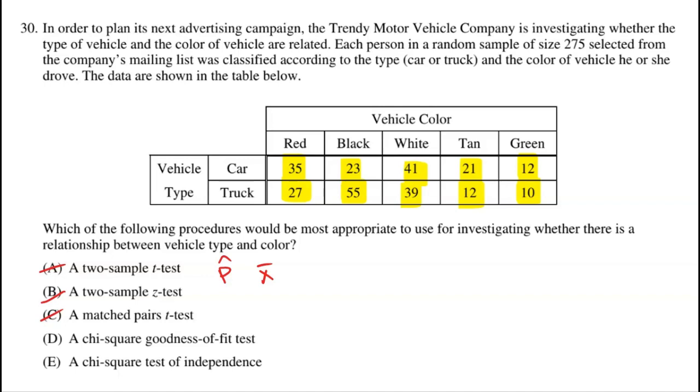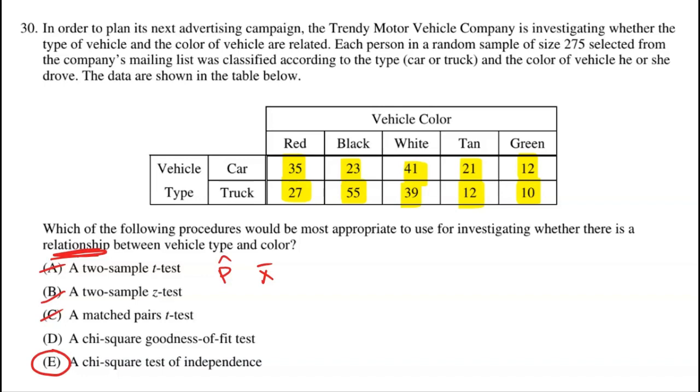But is it a chi-squared goodness of fit test or a chi-squared test for independence? Well, it's going to be a chi-squared test for independence because I see a two-way table, and I'm clearly asked about looking for the relationship between two different variables, the type of vehicle and the color of the vehicle, which is exactly what a chi-squared test for independence does.